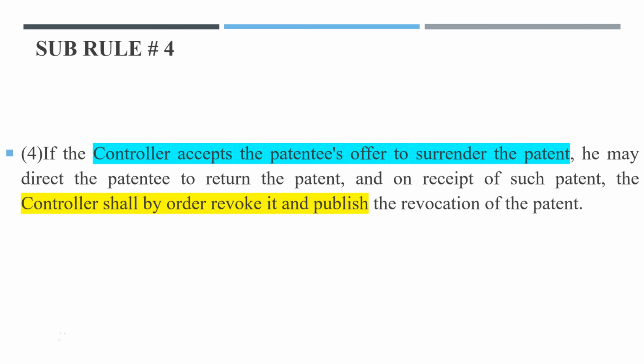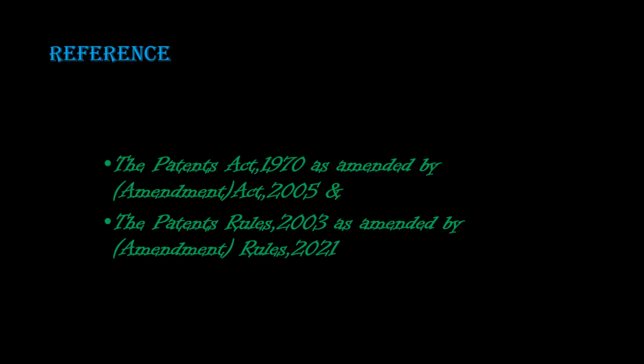So this way, friends, all the subrules of rule number 87 are completed. Please go through slide by slide, and if you are getting stuck anywhere, please ask. Keep learning, keep enjoying. The reference is Patents Act 1970 as amended by Amendment Act 2005 and the Patents Rules 2003 as amended by Amendment Rules 2021.